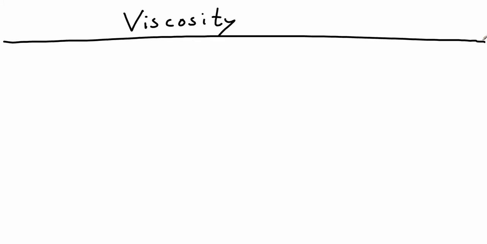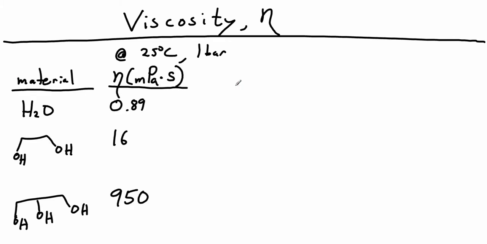Viscosity is just the resistance to flow in a liquid. And just to give a flavor of different viscosities, if we were to look at 25 degrees C and 1 bar, let's just compare a couple of liquids. So the SI unit for viscosity is the Pascal second. We're going to use millipascals because for most substances the viscosity is much lower than a Pascal second.